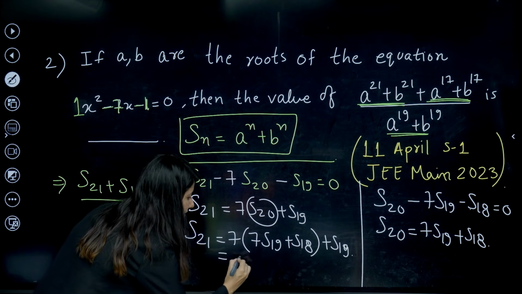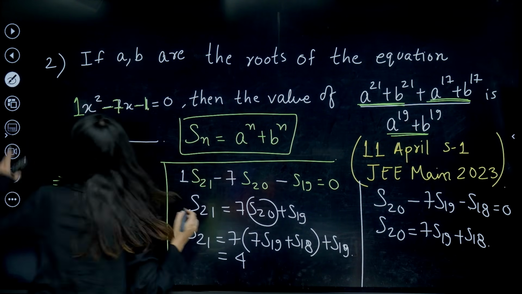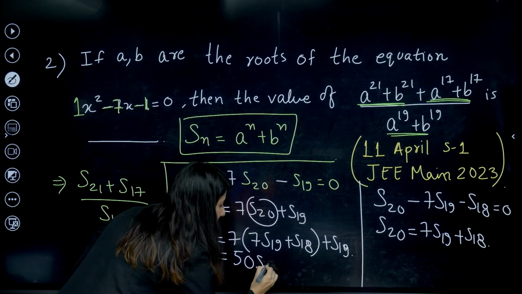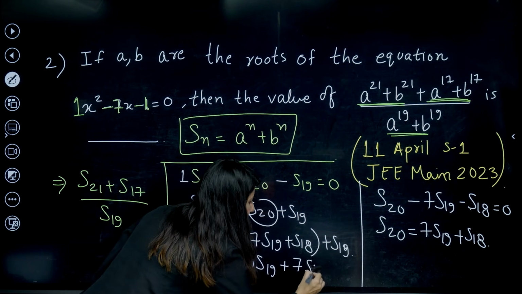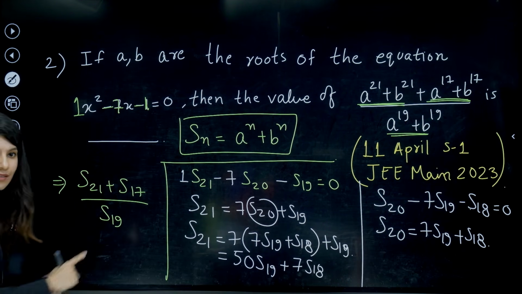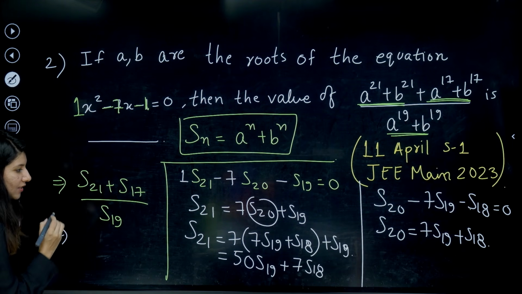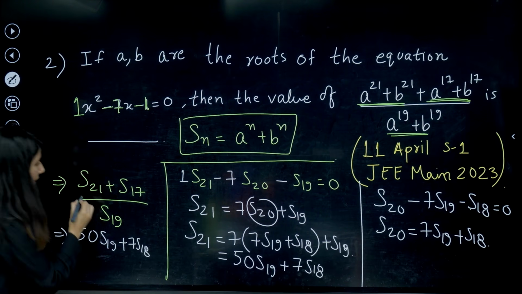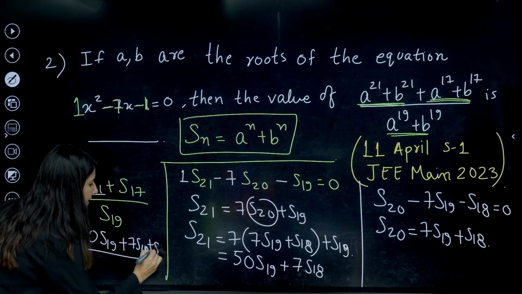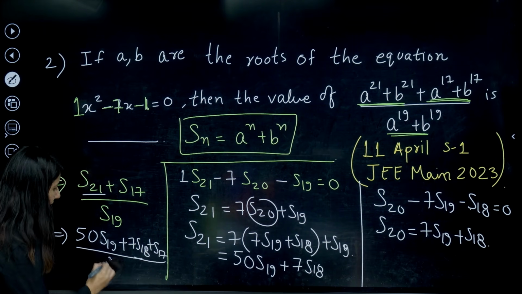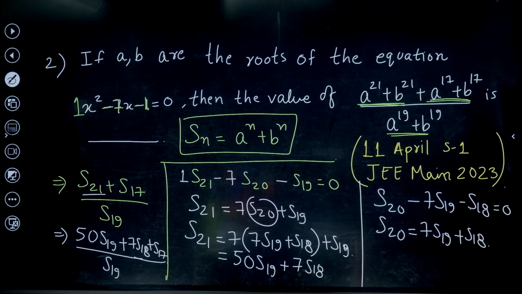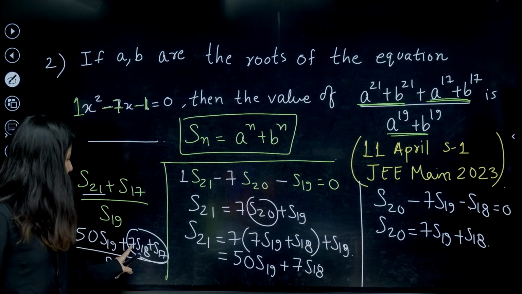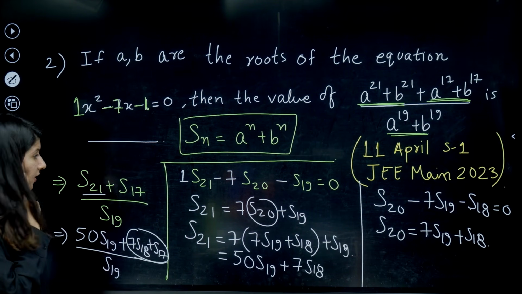So this will be 7 sevens are 49 plus 1, so 50. We are having 50S19 plus 7S18. Now we can plug the value over here. This is what we need to figure out. So S21 will be replaced by 50S19 plus 7S18, right? And we have plus S17 over here upon S19. Okay, alright. Now can you see this? What is this? 7S18 plus S17. What is this?